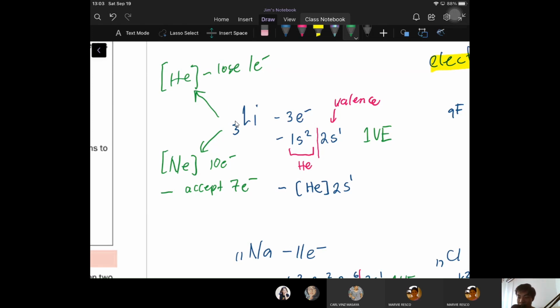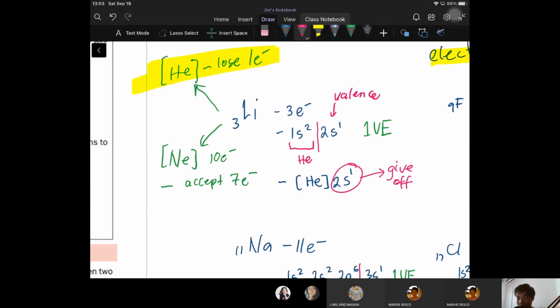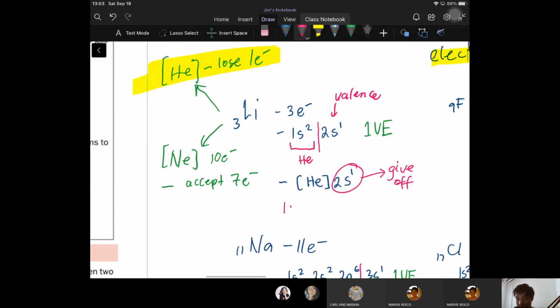So, lithium will instead choose this path. So, si lithium natin, ang tendency niya ay magbibigay siya ng isang electron. Okay? So, anong gagawin niya? Itong 2s orbital niya, i-give off niya. So, ipapamigay niya yan para ang kanyang electron configuration ay maging helium na lang. Okay, so ano yung pwede natin kuning idea dito? Na kapag isa yung valence electron natin, it will lose 1 electron.